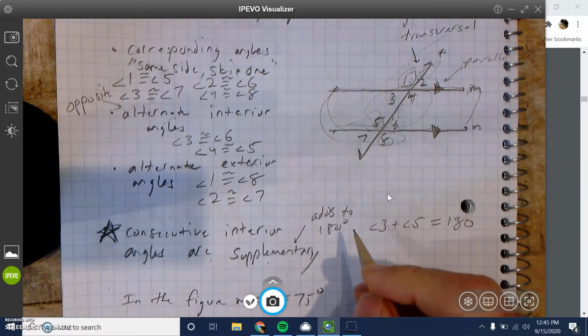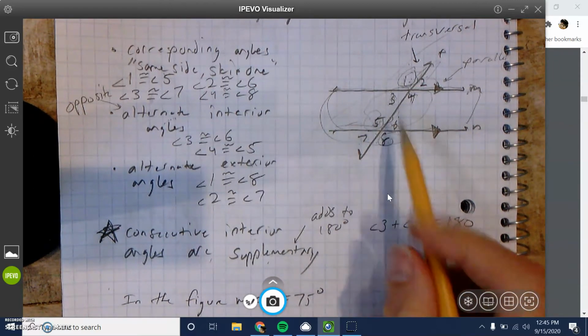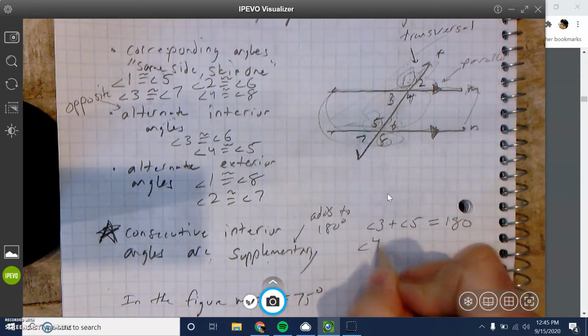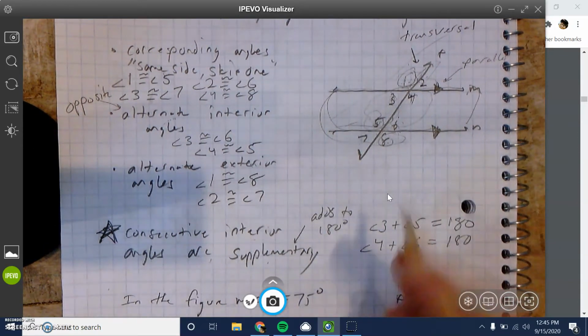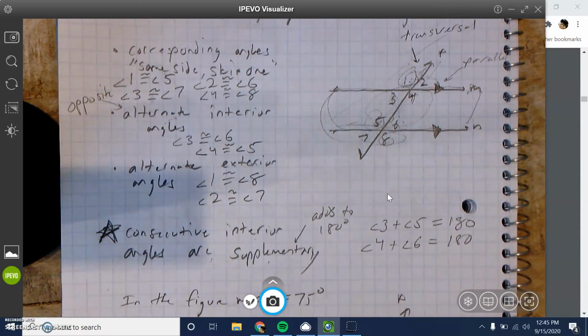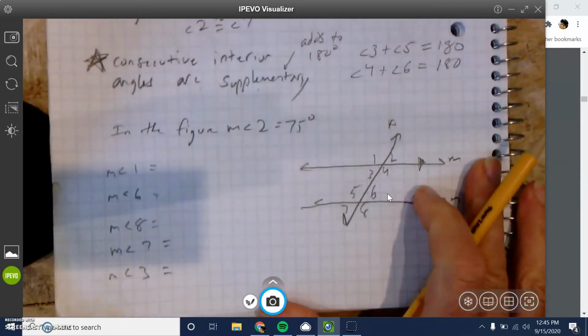What other pair of consecutive interior angles that are supplementary are we talking about? Yeah. Angle 4 plus angle 6 equals 180 degrees. Same relationship. Cool. All right, let's practice one right here.